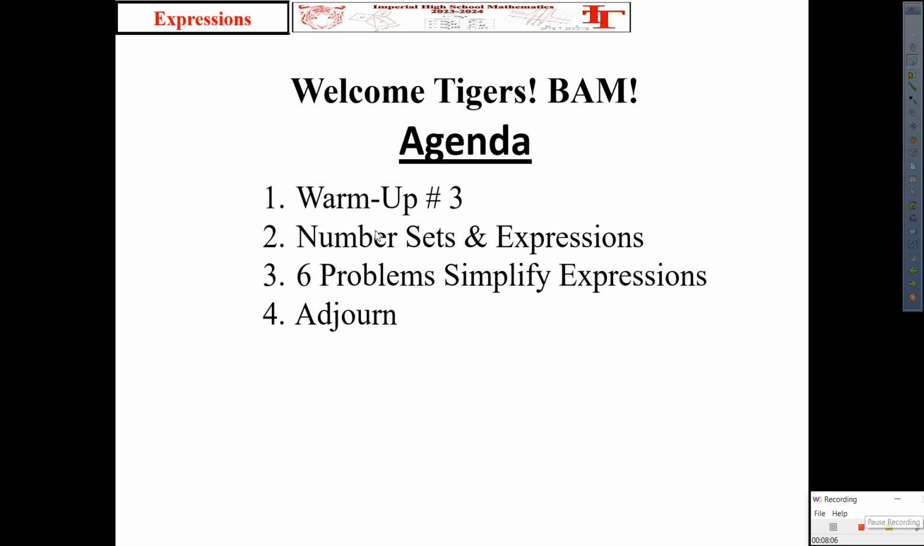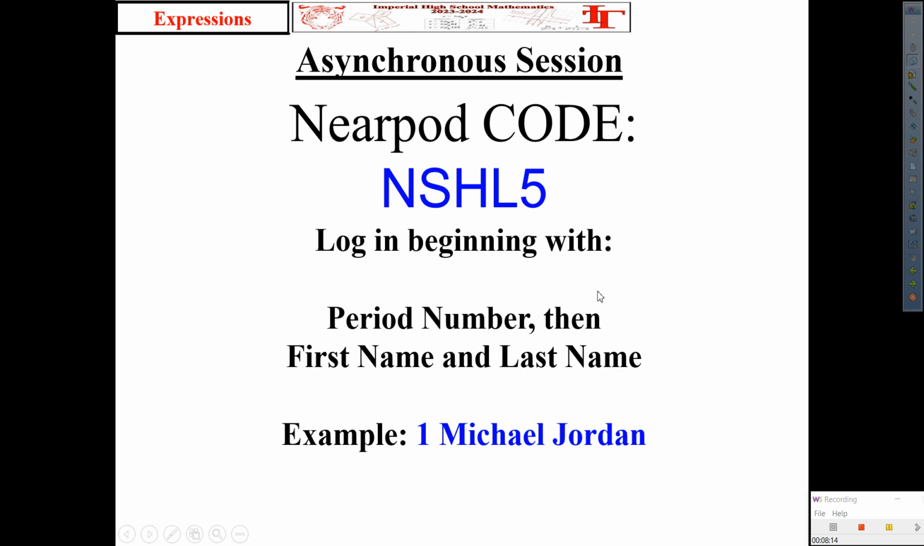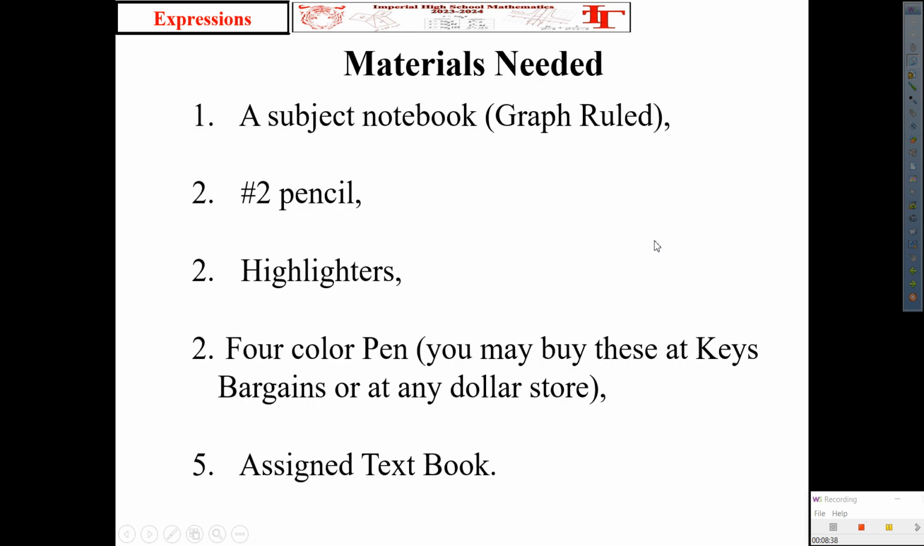All right, so warm-up number 3, we just finished. We're getting into number sets and expressions, and tonight's homework, only 6 problems. So let's copy the Nearpod code so that in case you missed some of the notes for today, the slides are going to be in there. You just forward the slide to whatever you missed. So the code is NSHL5. Just write it somewhere in the corner so that you have it, and you can go straight to it when you get home. NSHL5. NSHL5. Okay?